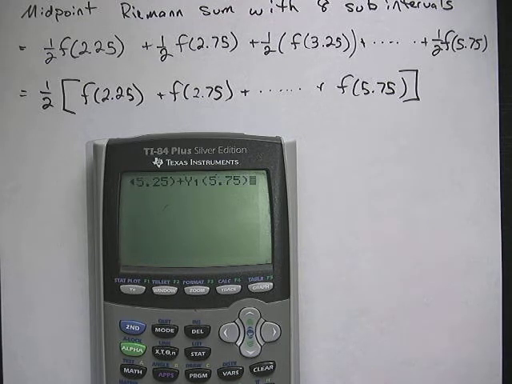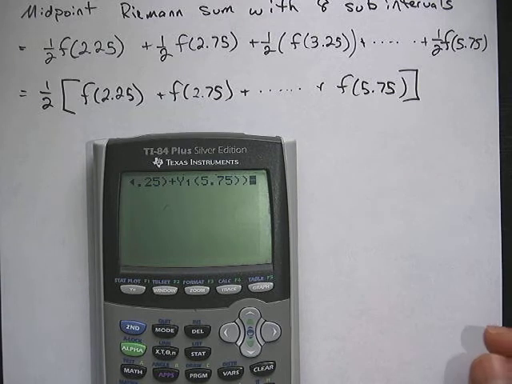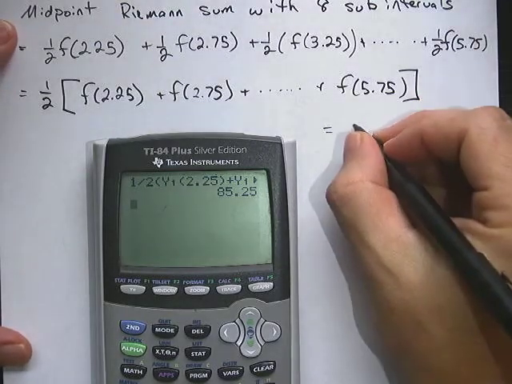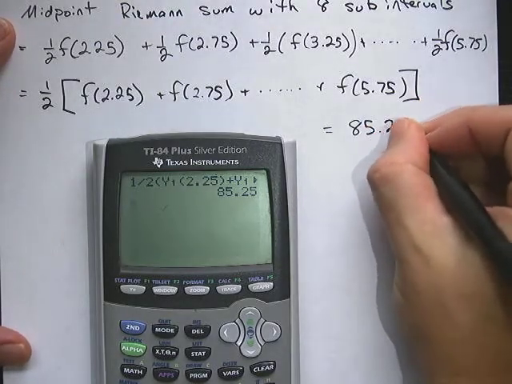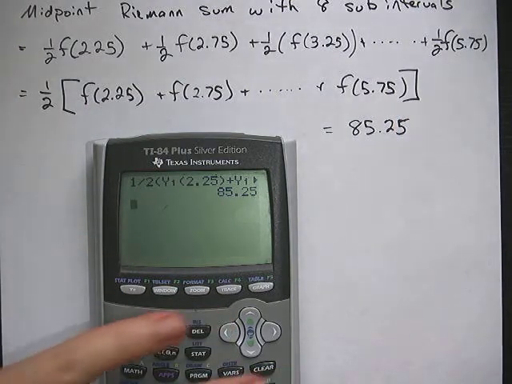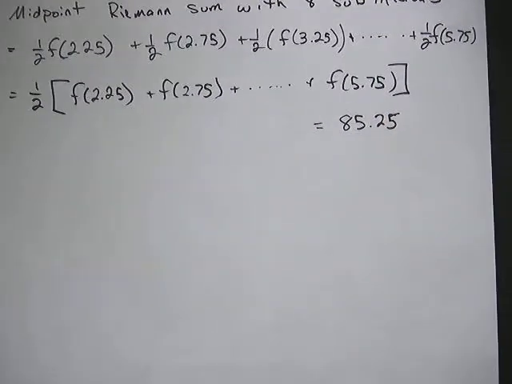Okay, I've got them all typed in. I'm going to close parentheses again because I have a half that's sitting out front. And there we get a value. It should be pretty close to your first value. This time we get 85.25 instead of just 85. So it's probably a slightly more accurate representation of the area under that curve.